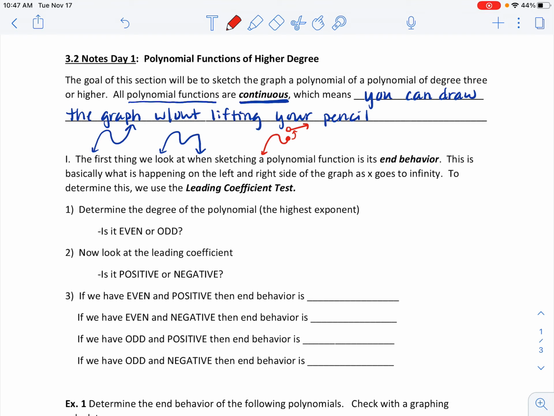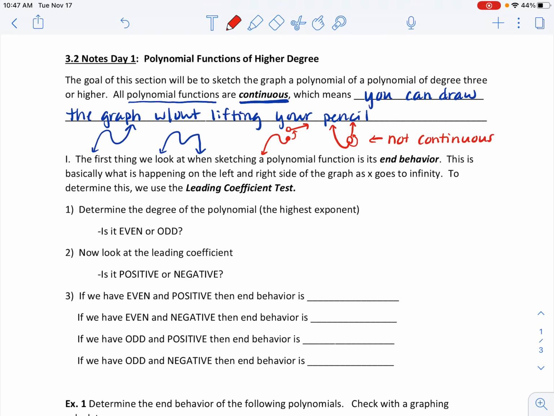So that's not continuous. Or maybe something like this, like a simple parabola that has a little hole in it. That's not continuous either, because right at that hole, I have to jump, lift my pencil to get over it to get to the other side. So these guys right here are not continuous. Everything that we're dealing with in this chapter is going to be continuous, so you're not going to have to worry about those weird jumps.